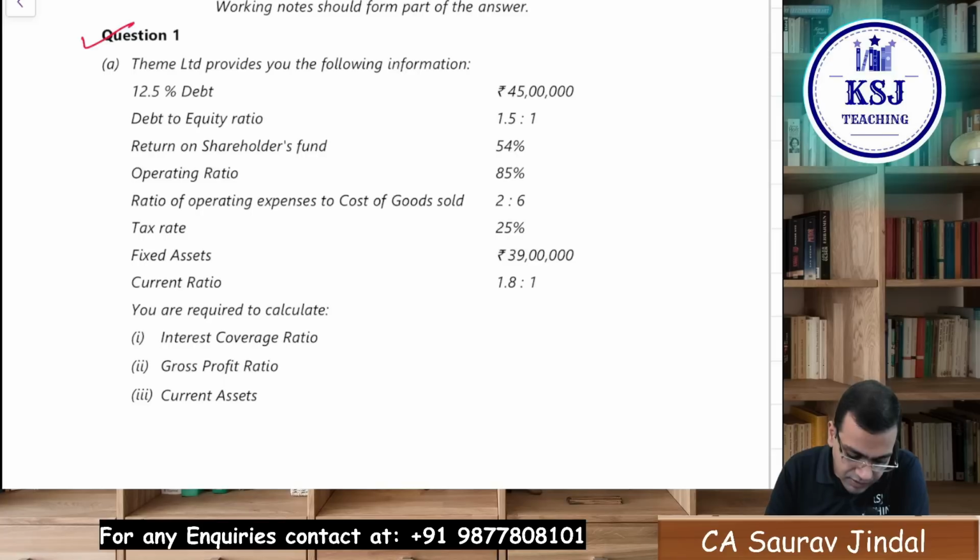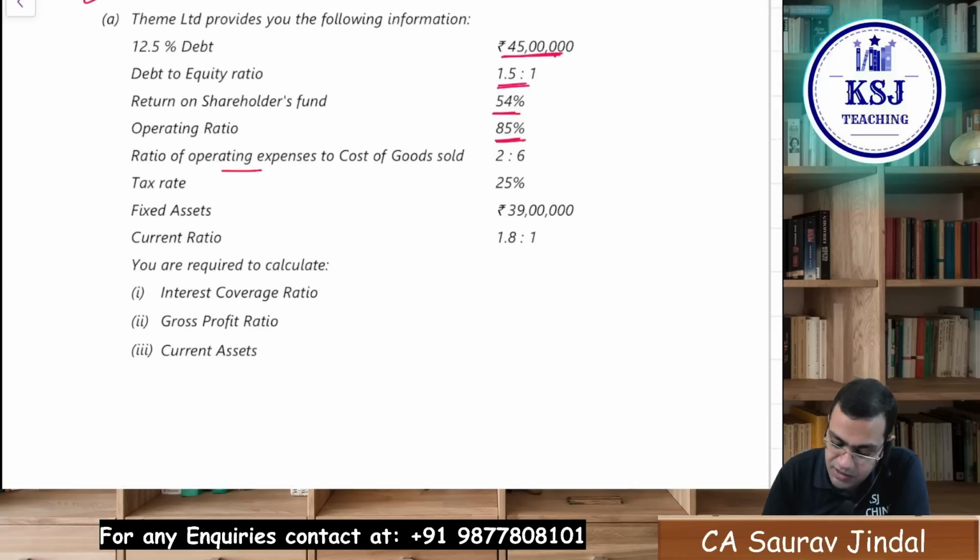Okay, fine. So the first question we have is: Theme Limited provides you the following information. 12.5% debt is given of 45 lakh rupees. Debt to equity ratio is 1.5:1. Return on shareholders fund is 54%. Operating ratio is given as 85%. Ratio of operating expenses to cost of goods sold.